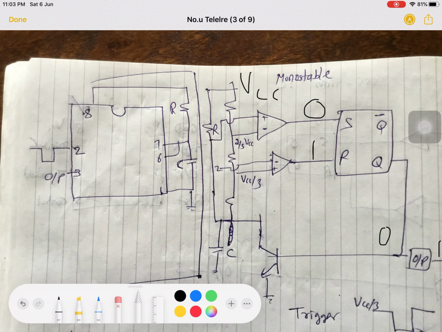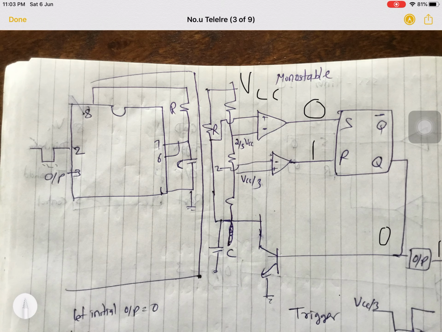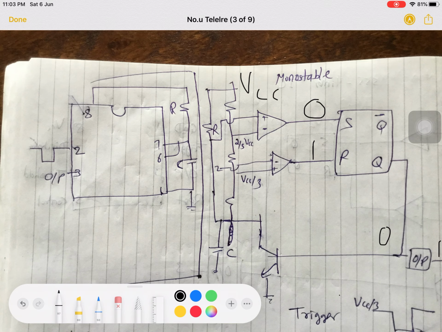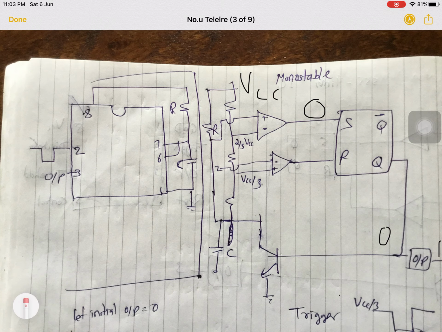So what will happen when the trigger pulse, which I told you was logic 0, suddenly becomes logic 1 again? As soon as the trigger pulse again becomes logic 1, this will again be VCC by 3, and this will again become 0. 0 0 means no change. So this will continue to remain 0 and the output will continue until the capacitor is charged.